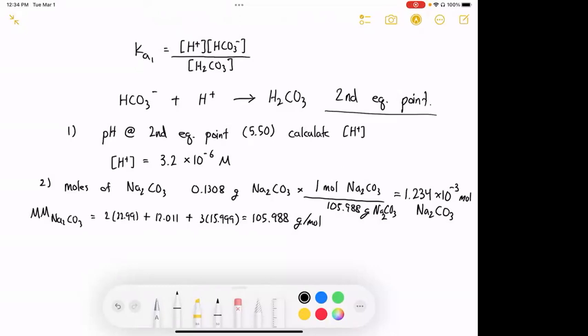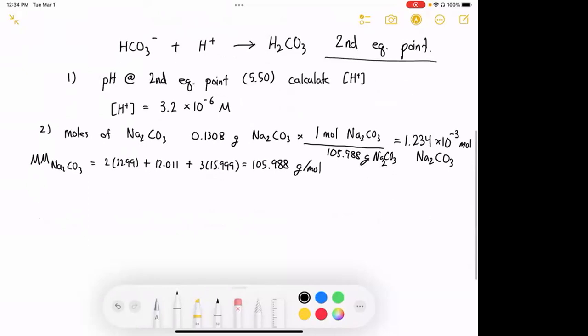We found our moles. We found our acid concentration at the second equivalence point. So now we're going to use the moles of our carbonate species that we calculated above, and the volume of water we used to prepare our solution. We're going to determine the molarity of carbonate species in solution. So we're doing this so we get exact numbers.